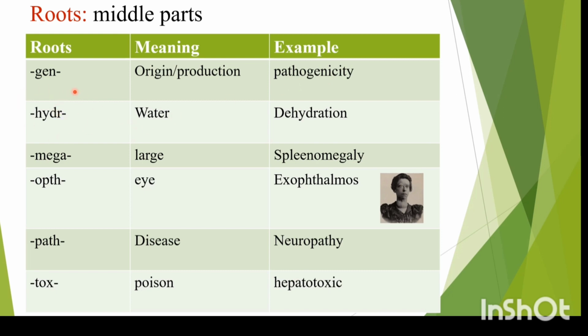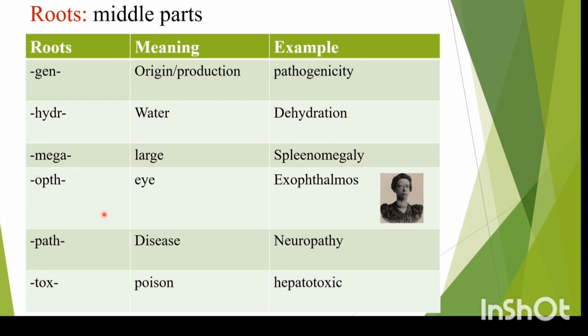Next one is hydra. Hydra means water. Example, dehydration. That means the loss of water content from the body is called dehydration. Next one is mega. Mega means large. Example, splenomegaly. Here see, mega comes in the middle of the word. So enlargement of the spleen is called splenomegaly.